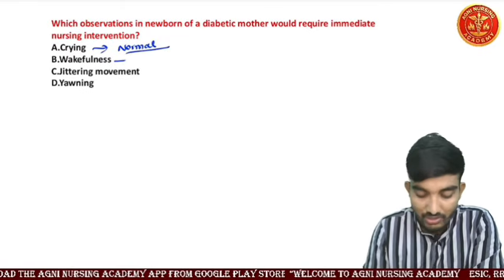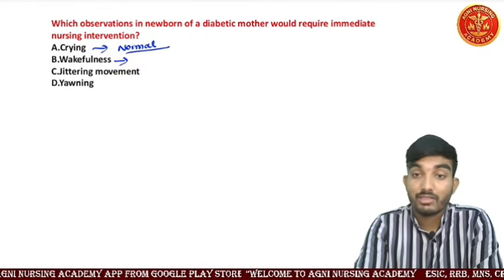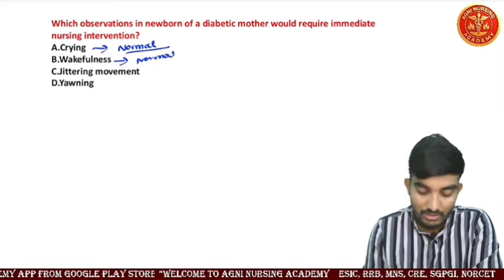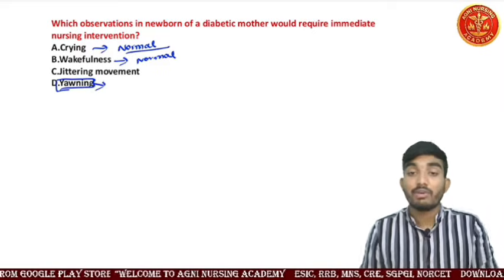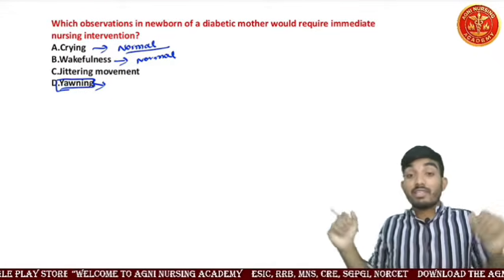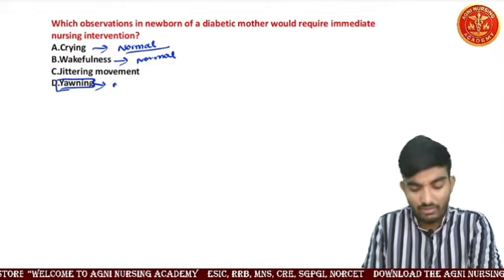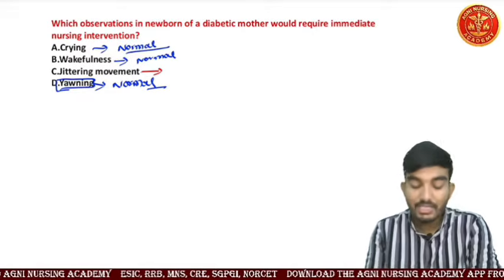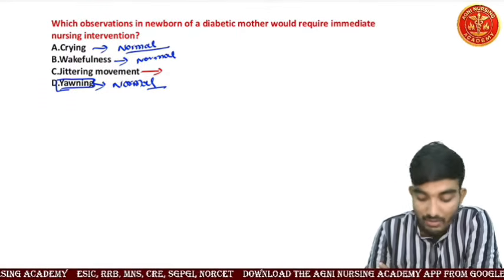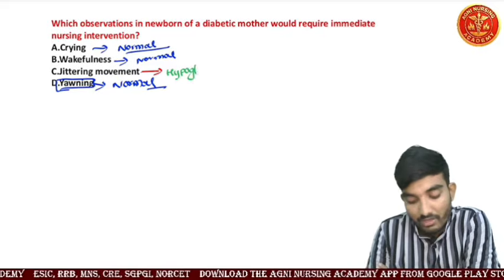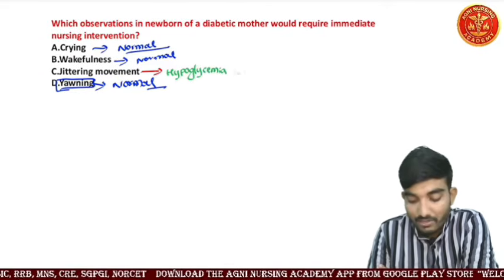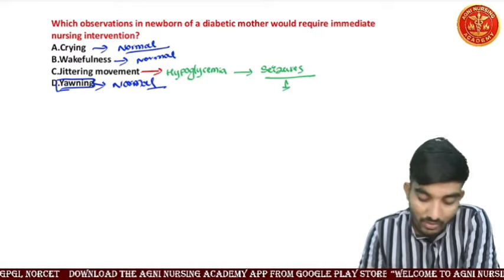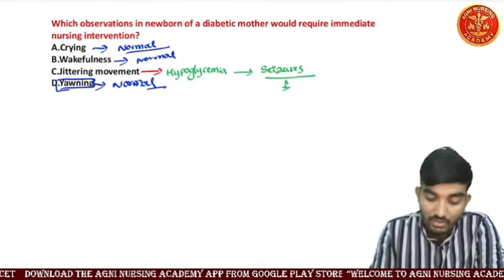Wakefulness after sleeping is also normal. Agony, when the child is tired, they will do such movements. That is also normal. But jittery movement occurs because of hypoglycemia. If hypoglycemia is not treated in the diabetic mother's baby, it causes seizures. I want to discuss the newborn of a diabetic mother.